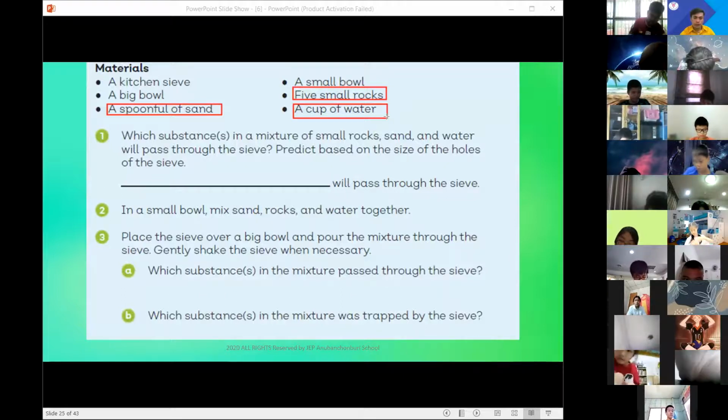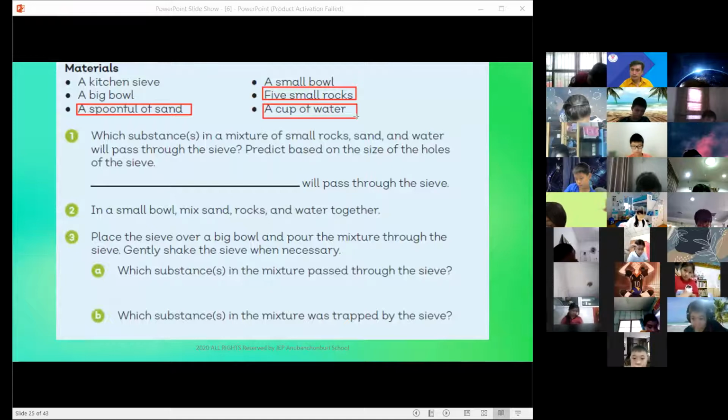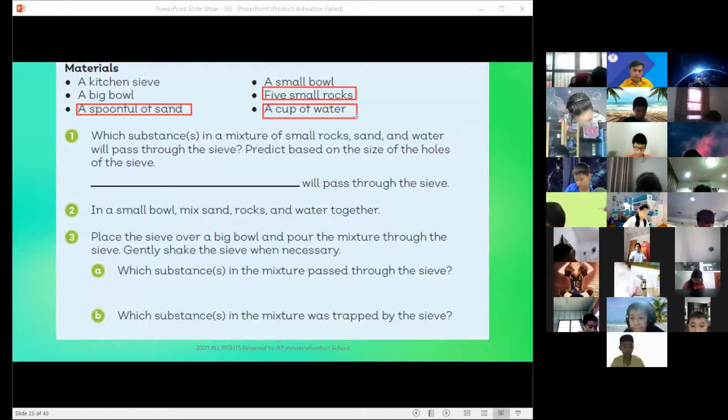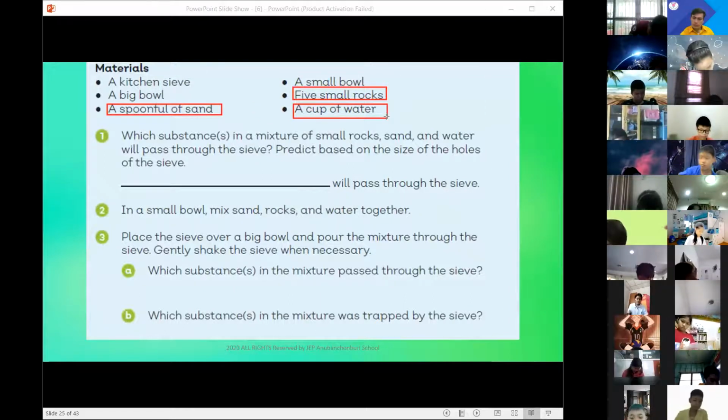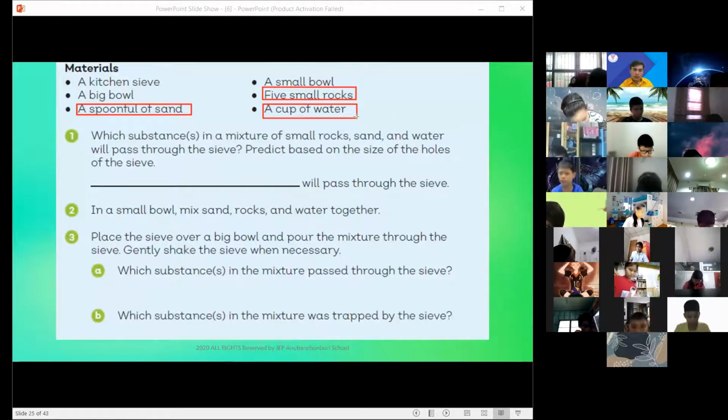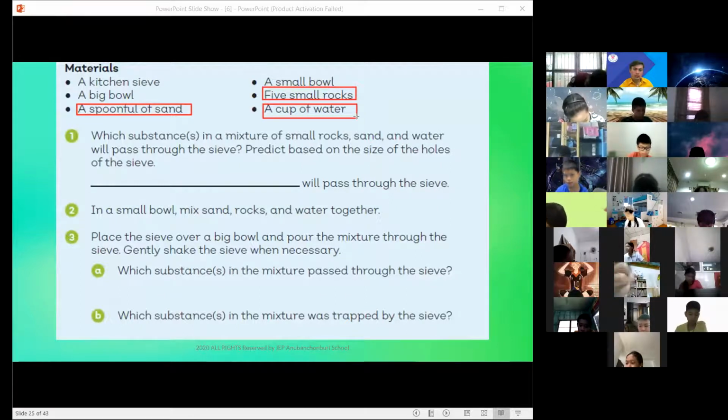Turn on your video. Turn on your video. Number 35. Turn on your video.